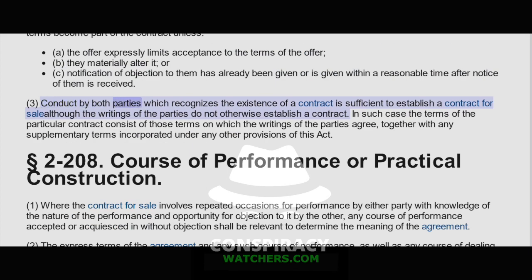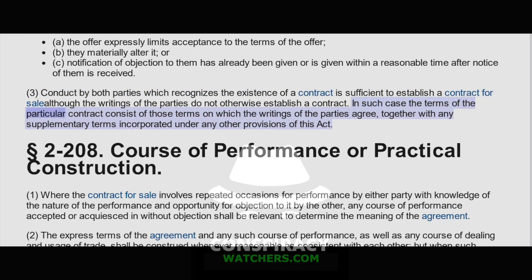Conduct by both parties which recognizes the existence of a contract is sufficient to establish a contract for sale although the writings of the parties do not otherwise establish a contract. In such case the terms of the particular contract consist of those terms on which the writings of the parties agree, together with any supplementary terms incorporated under any other provisions of this Act.